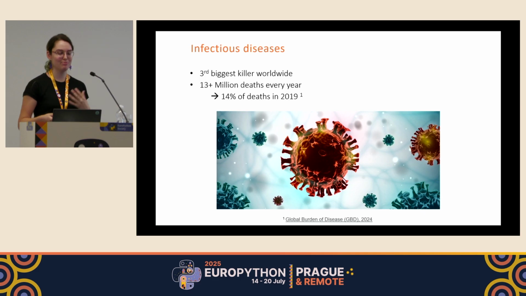So first, I want to give a bit of context about infectious diseases. A lot of people don't know this, but they're actually the third biggest killer worldwide. So if you consider all causes of death in the world, including car crashes and cancer, infectious diseases come at number 3. They kill more than 13 million people every year, and that accounted for 14% of deaths in 2019. This number has only increased, of course, since the onset of COVID.